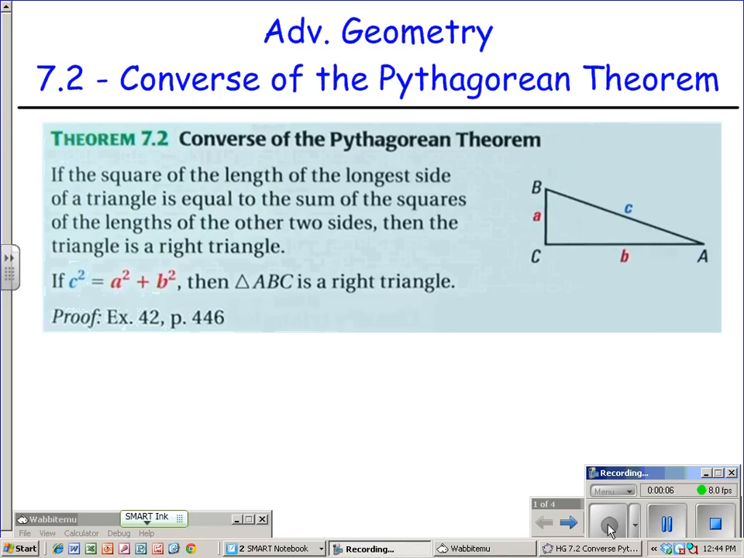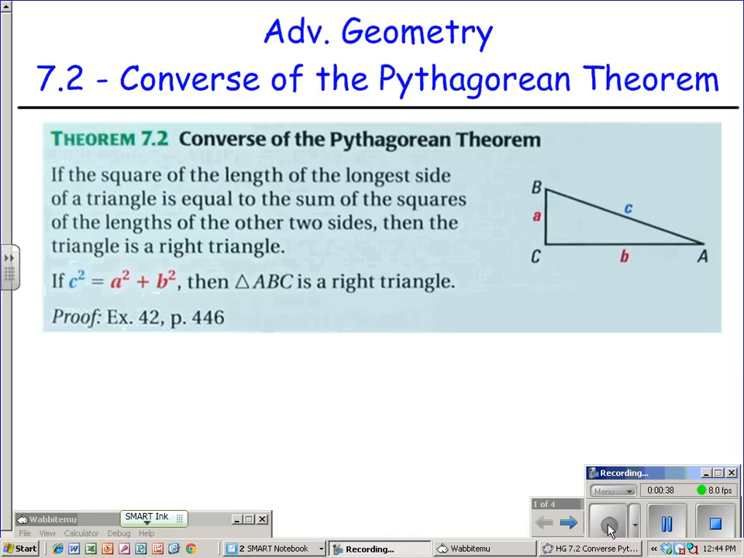In the first section we talked about the Pythagorean Theorem. It stated that if you have a right triangle, then the leg squared plus the other leg squared will equal the hypotenuse squared. The converse of the Pythagorean Theorem is what we're talking about in this section. Remember the converse statement: you just flip the hypothesis and conclusion. So, the converse of the Pythagorean Theorem states that if a leg squared plus the other leg squared equals the hypotenuse squared, or that third side squared, then it has to be a right triangle.